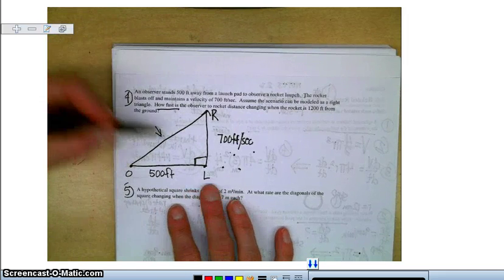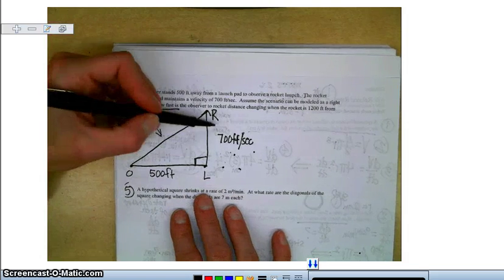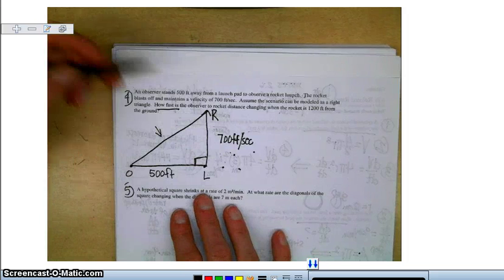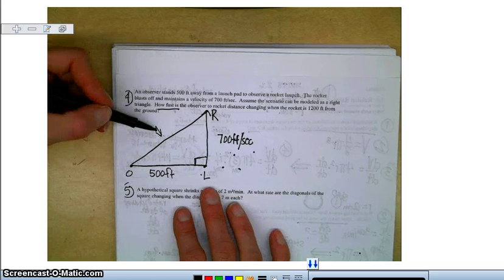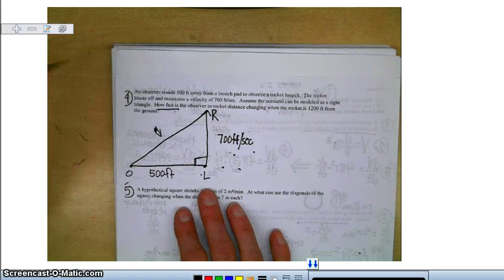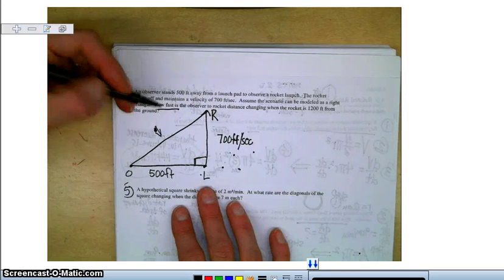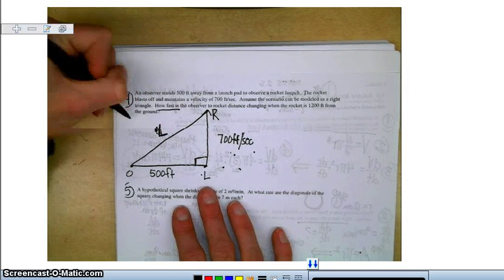So what side do you want to call that? Notice I labeled my triangle OLR. What is that side called then? That's called L, side L. If this is angle L, this is side L. No, we don't want to use two things. We want to use one thing to name the sides of a right triangle. So if this is side L, what's the rate of change of L?